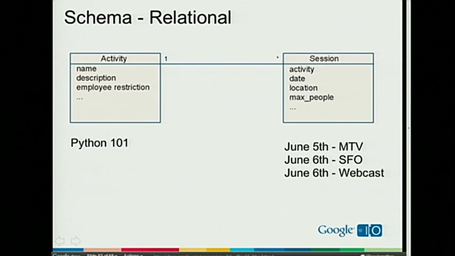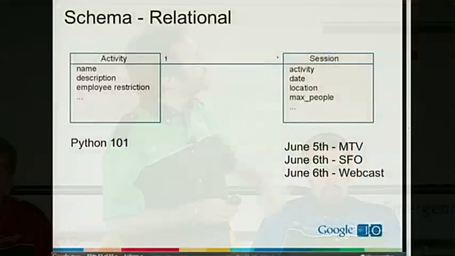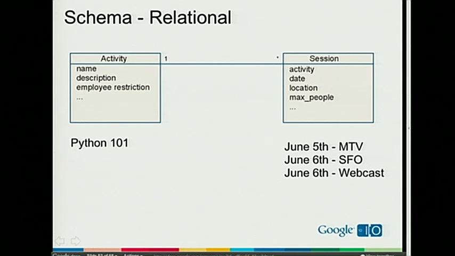This is how a course scheduling system would look in a relational database, your regular SQL stack. You have an activity table and a session table. It's a one-to-many relationship between the activity and the sessions. Now, when a user goes into the system and says, all right, give me all the Python sessions you have available in June in San Francisco, we need to do a join between the activity table and the session table. And this is because of this name on the activity. Now we don't have joins. So how do you deal when you don't have joins?